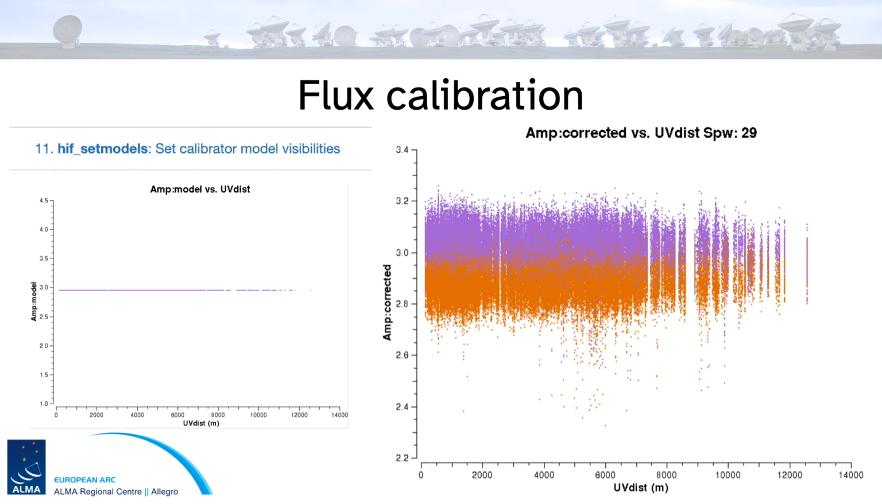With the task setjy, the flux densities of the flux calibrator are set, using a model for the source. On the left, the modeled amplitude versus baseline distance is shown. On the right, the corrected amplitudes are plotted. One can see that they cluster around the model value of 2.95 Jansky.